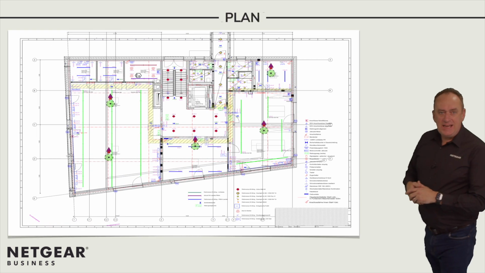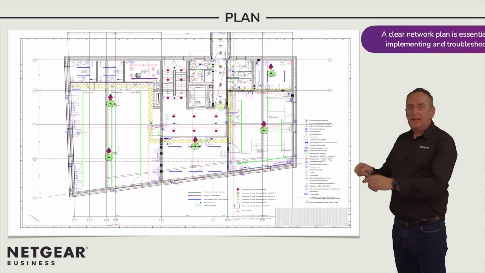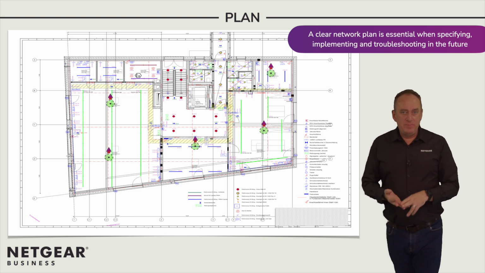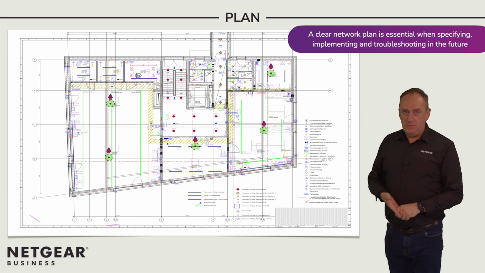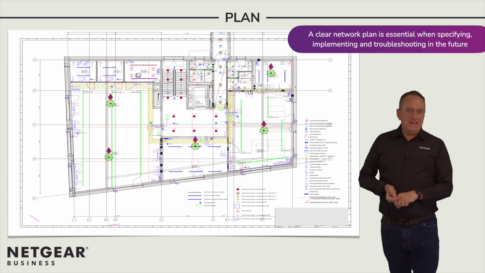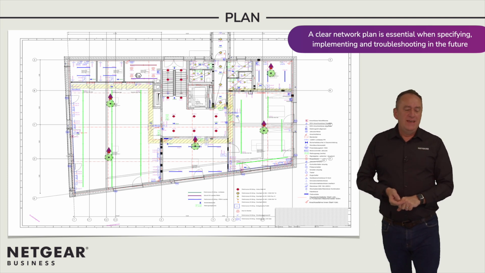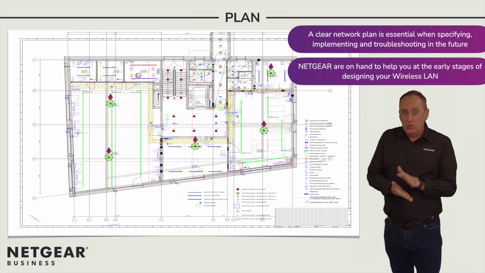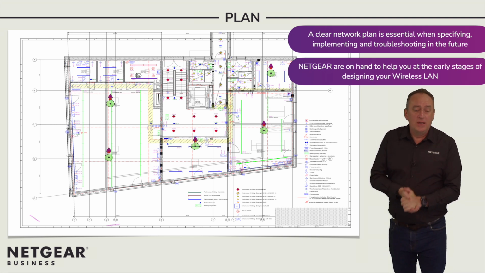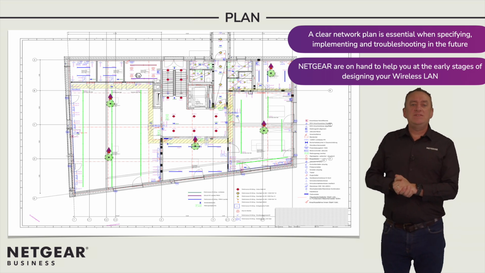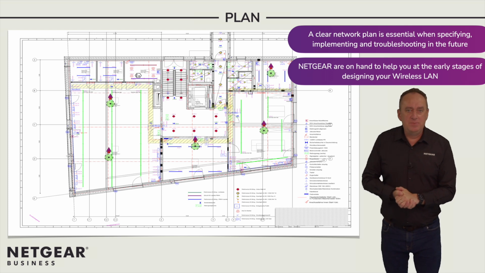Finally, as is the case with any network, a clear networking plan is essential when specifying, implementing and troubleshooting the network in future. There's a lot of truth behind the phrase failing to plan is like planning to fail. NETGEAR are on hand to support you at the early stages of designing your wireless local area network, to assist you with specification, implementation, any complications which may arise, and connectivity requirements between the network endpoint devices.